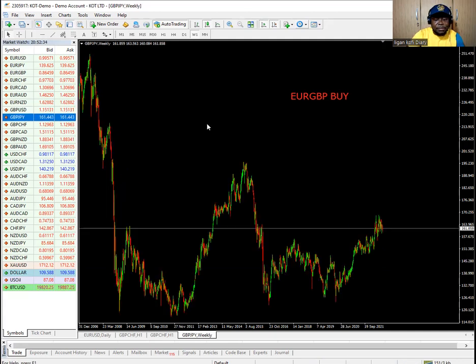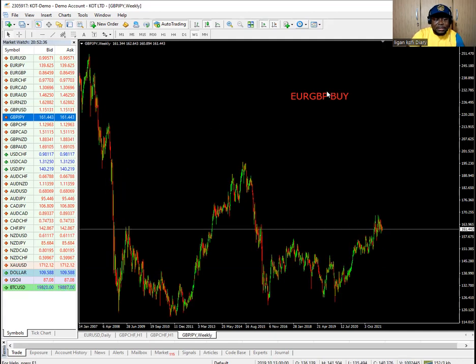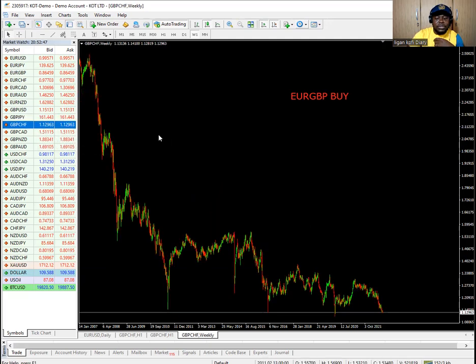Let's look at GBP JPY. JPY is weak and GBP is also weak. So for me, I will ask you to skip this trade because don't forget the two weak currencies are GBP and JPY. So it means JPY is weak and GBP is also weak. So I will ask you to skip this if you ask me.